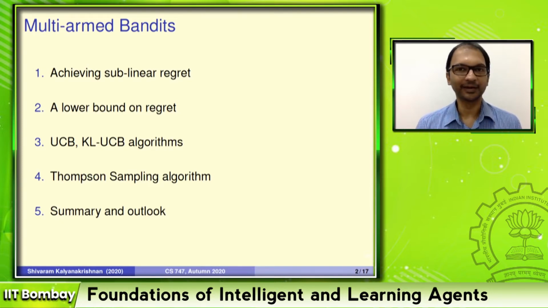Thereafter, we will look at some nice algorithms that happen to do substantially better than the epsilon greedy algorithms we saw in class last week. These algorithms are the UCB family of algorithms, and thereafter the Thompson sampling family of algorithms for bandits. Finally, we will just summarize and conclude. Okay, so let us go back to the question of regret and see how we can achieve sublinear regret, if at all we can.